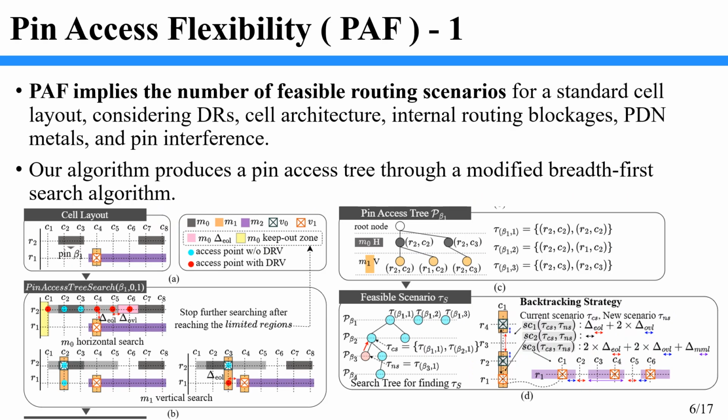This is PAF, pin access flexibility. Every routing related metric focuses on pin access points. However, PAF evaluates the number of feasible routing path scenarios a cell can achieve. So it considers the PDN constraint and other design rules. Our approach constructs a pin access tree for each pin in the cell using a breadth first search algorithm and extracts feasible routing scenarios from the search tree. This is explained by the figure.